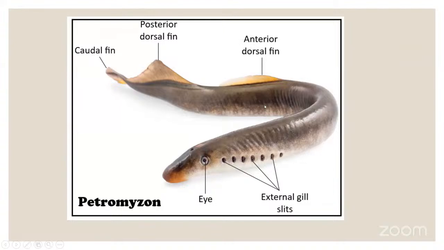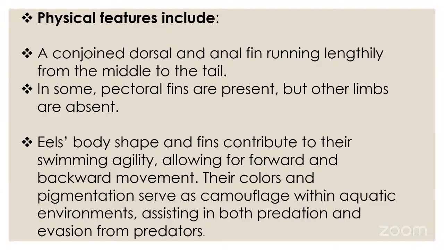Now, this is the picture of an eel. You can see the labeling of the body parts: anterior dorsal fin, posterior dorsal fin, caudal fin, and it has many external gill slits also, and it has a large eye. Now, what are the physical features?